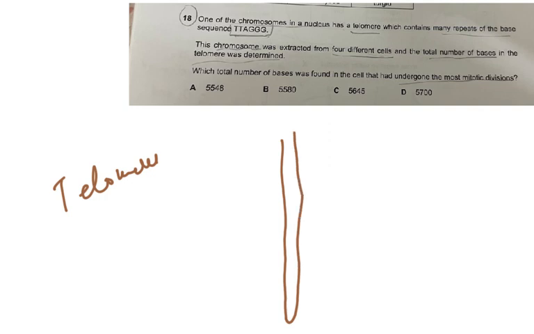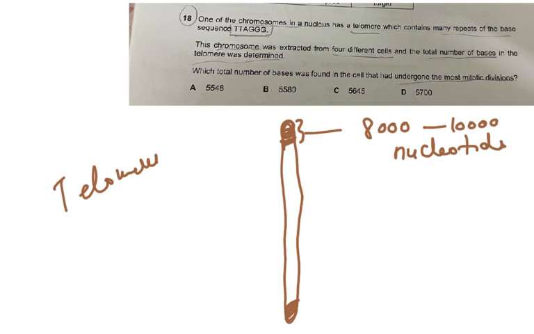What are telomeres? Telomeres are the ends of the chromosomes, right? This is a telomere. Now, how much are these telomeres made up of? They are made up of anything from 8,000 to 10,000 nucleotides. You can Google it. It's 8,000 to 10,000 nucleotides.